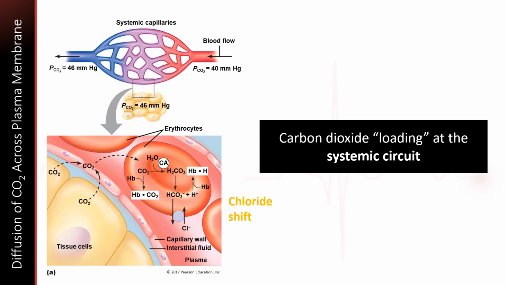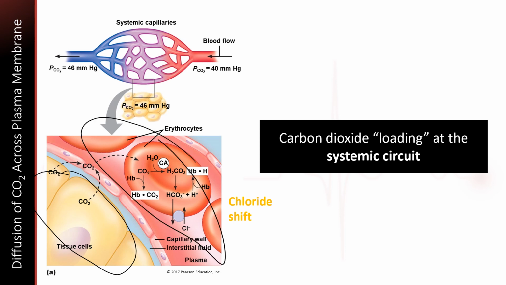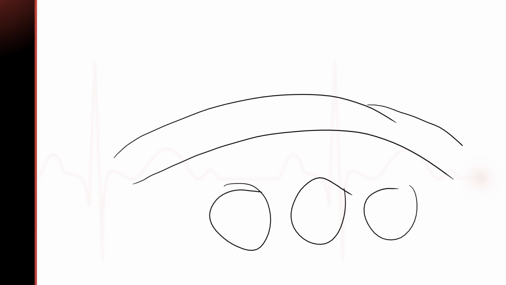Now what we need to do is look at carbon dioxide, because that's the other gas that's discussed when you talk about gas exchange. And we're going to start off by looking at how CO2 is exchanged between the cells of the body and the blood that exists within the systemic capillaries. So here we will draw a systemic capillary. Here are some muscle cells.